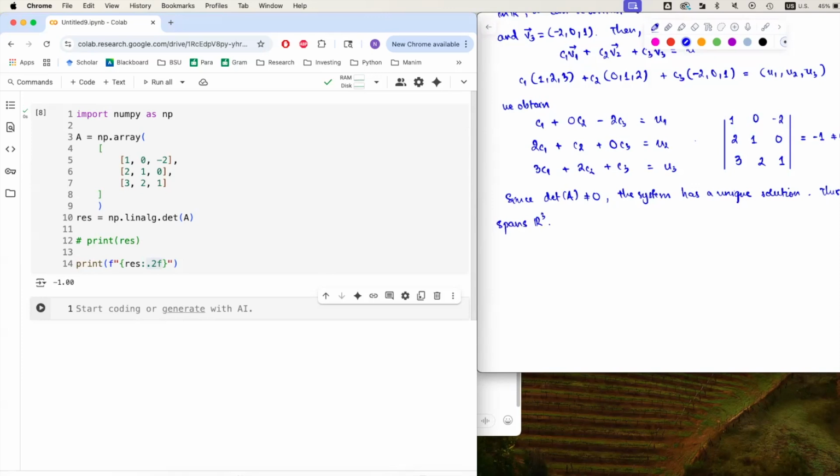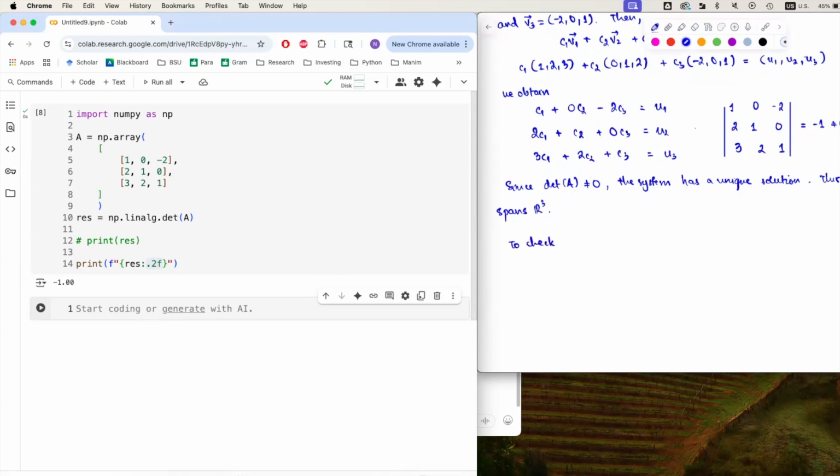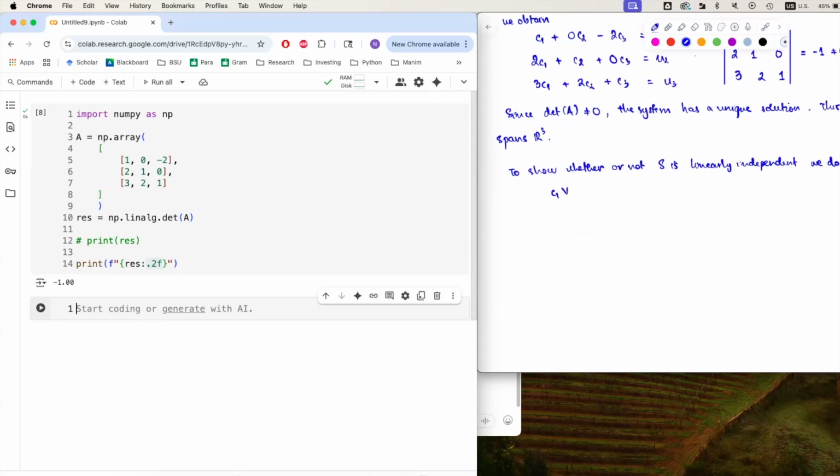Now we're going to move on to the second part of the problem, where we need to show that S is linearly independent. Okay. So to show whether or not S is linearly independent, we do the following. We have C1 times V1 plus C2 times V2 plus C3 times V3 equal to 0. From here, you again substitute all you know into the equation. So you know V1, V2, V3, and the 0 vector. So C1 times (1, 2, 3) plus C2 times (0, 1, 2) plus C3 times (-2, 0, 1) is equal to the 0 vector.